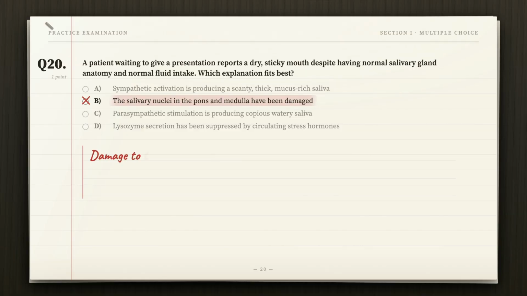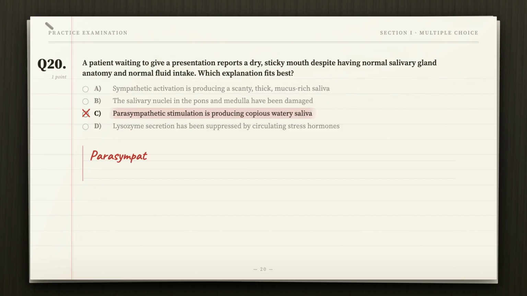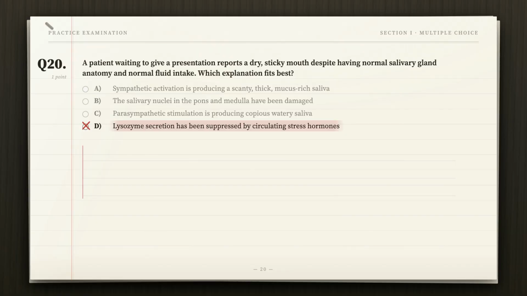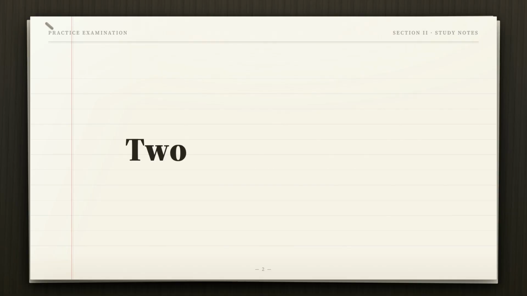B is wrong because damage to the brainstem salivary nuclei would cause a persistent deficit rather than a dry mouth that appears only during anxiety and resolves afterward. C is wrong because parasympathetic stimulation produces abundant, thin, enzyme-rich saliva. That is the opposite of the reported sensation. D is wrong because lysozyme is an antibacterial enzyme in saliva and contributes almost nothing to saliva volume or consistency. Its loss would not create a dry mouth.